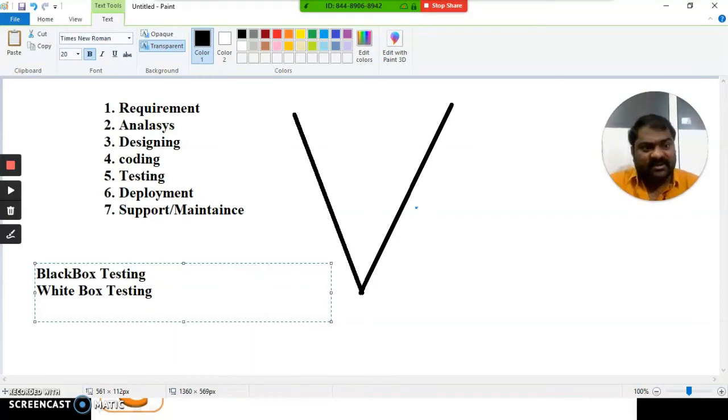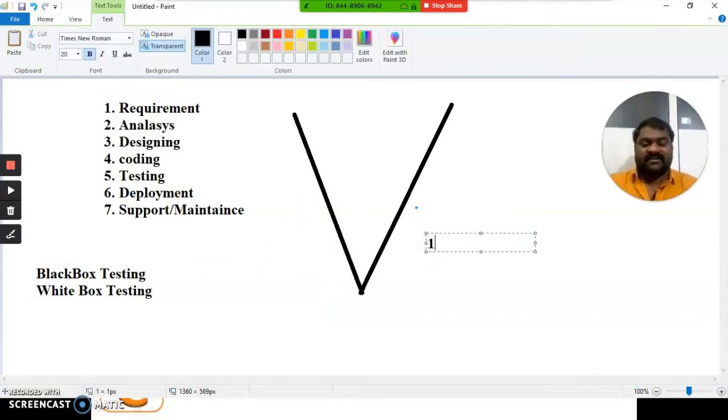Test engineers are those who learn testing tools, QTP, manual testing, automation testing, Selenium. All these test engineers come under black box testing. Black box means without knowing the internal functionality, they will test the application. Just giving the input and checking the output. Next, white box testing means the testing that is done by the developer.